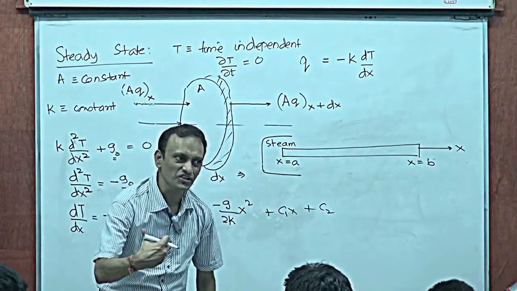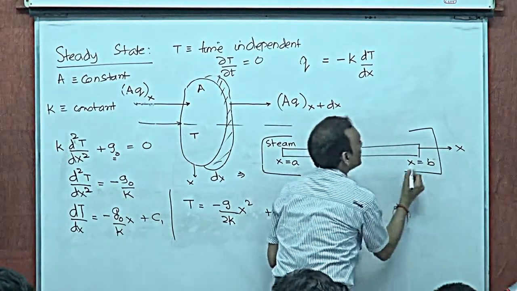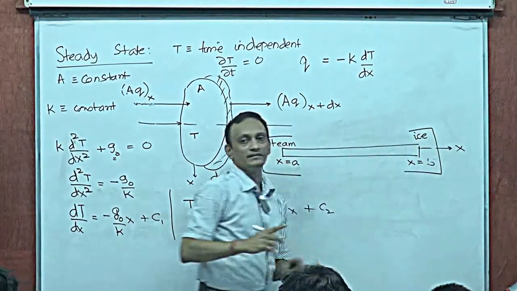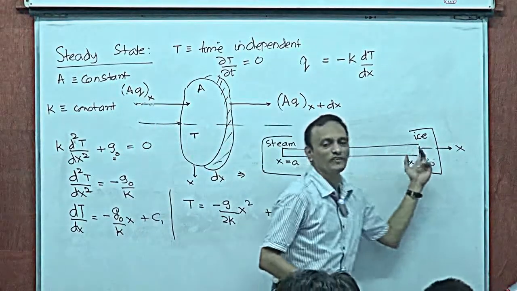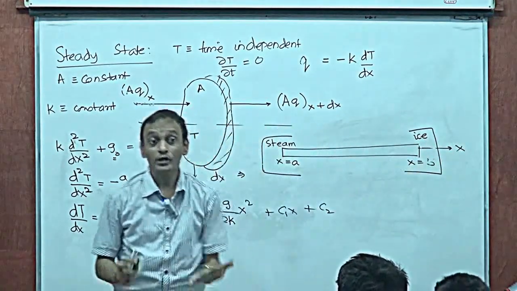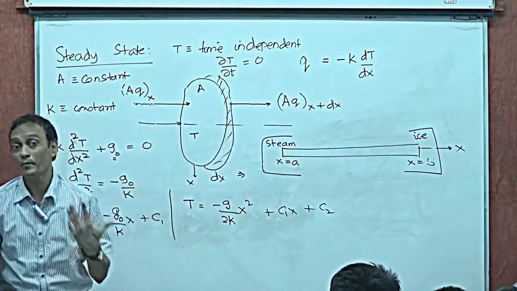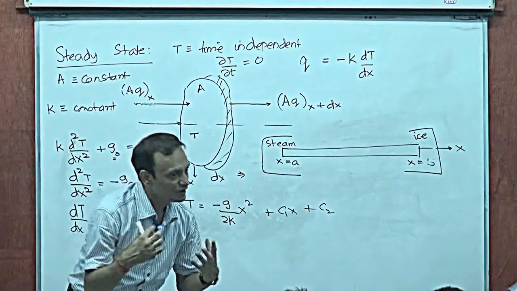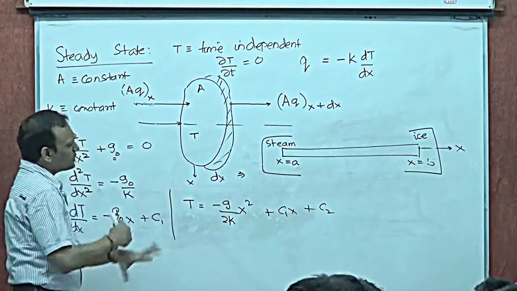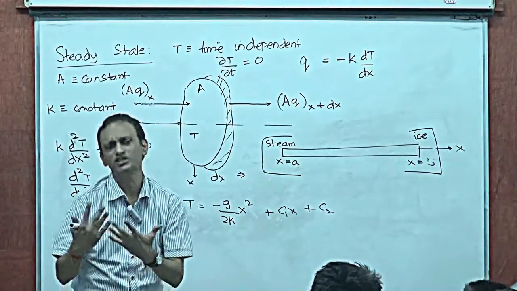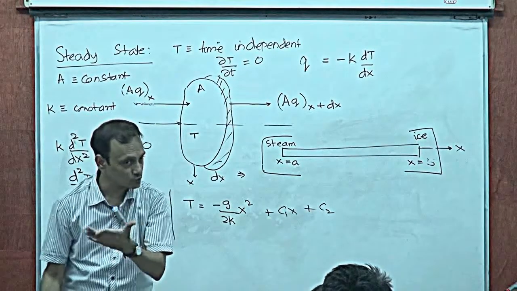That means T at x equal to a would be 100 degrees. And then they could say that this end is maintained with ice, which means the temperature at b would always be 0 degrees centigrade. Now using these two conditions, you can obtain C1 and C2. This is one possible set of boundary conditions. There could be many variations around these.